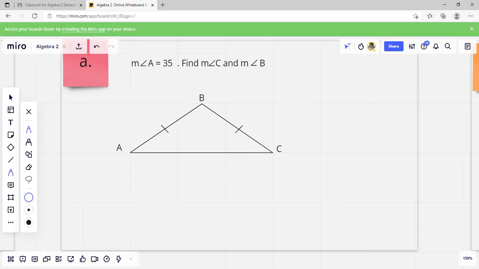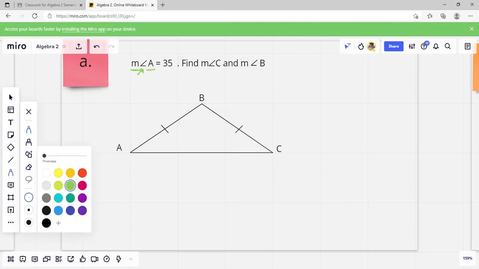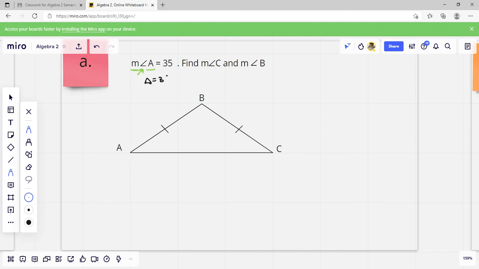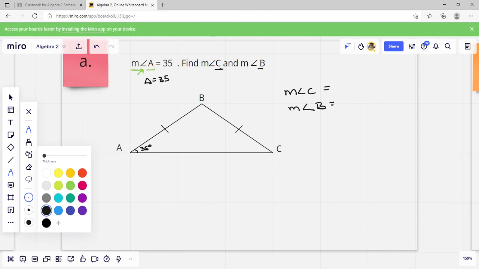Alright, so this M and this little angle sign right here just means the measure of angle A. Okay? Don't let it be confusing. It really just means the same thing as A equals 35. So this is 35 degrees. Find C and B. So we need the measure of angle C and the measure of angle B.